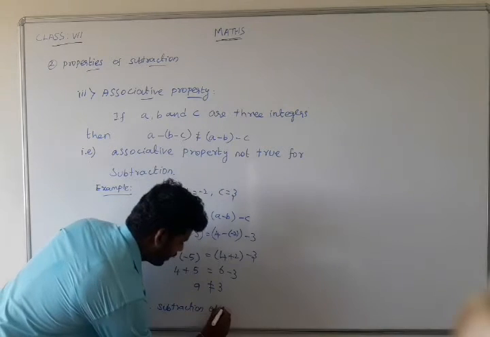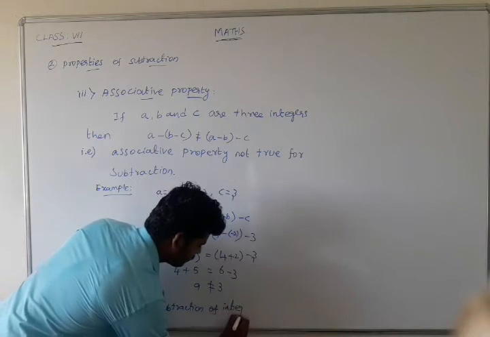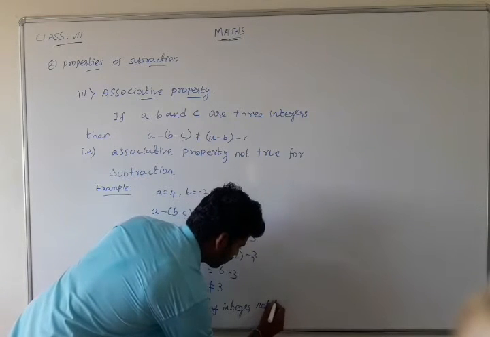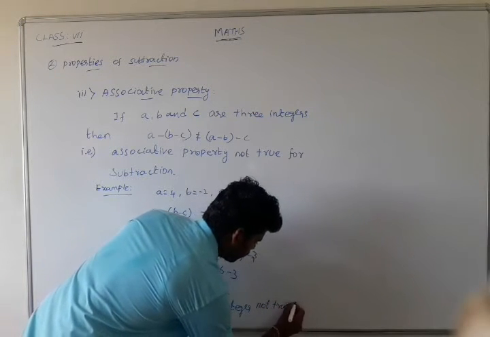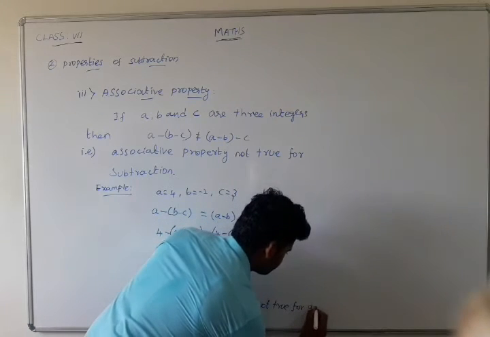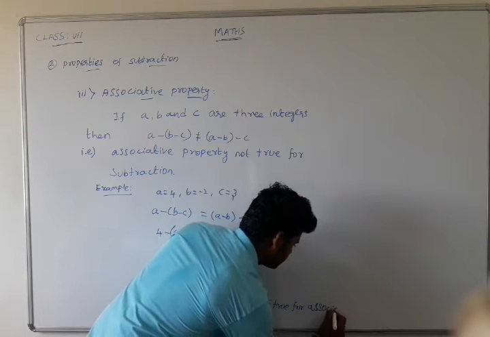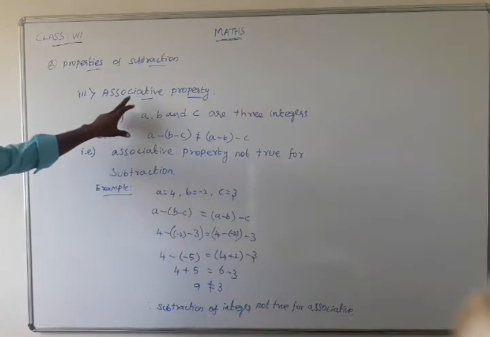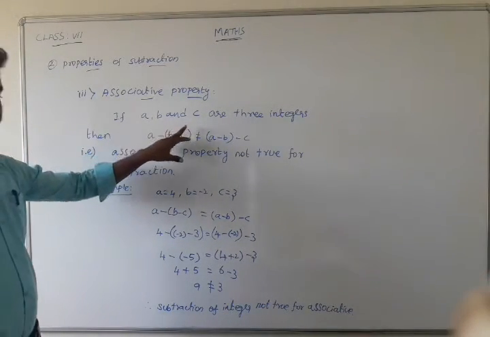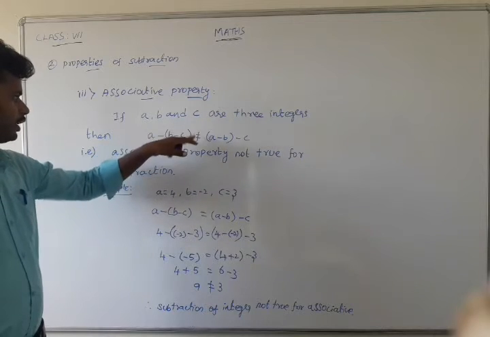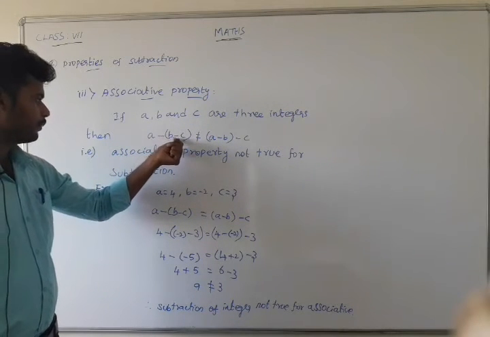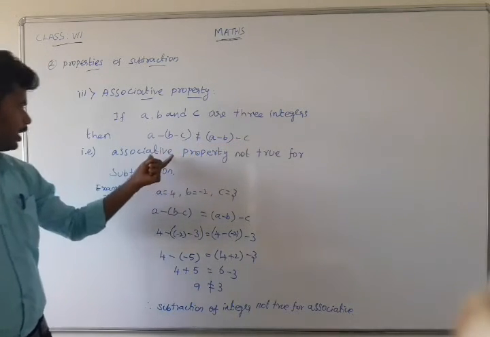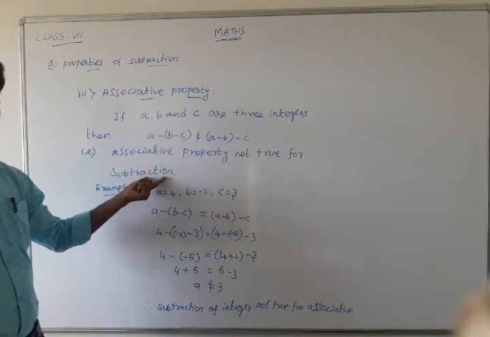Therefore, subtraction of integers is not true for associative. This is for the associative property. You take three values, A, B and C. A minus (B minus C) is not equal to (A minus B) minus C. The associative property is not true for subtraction.